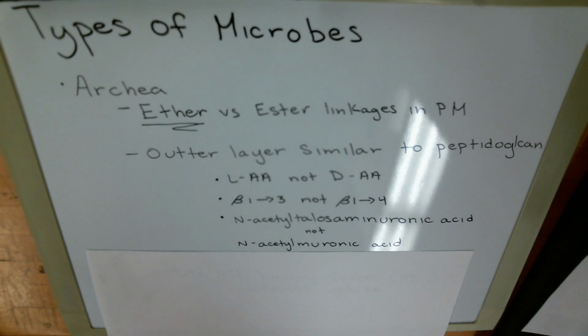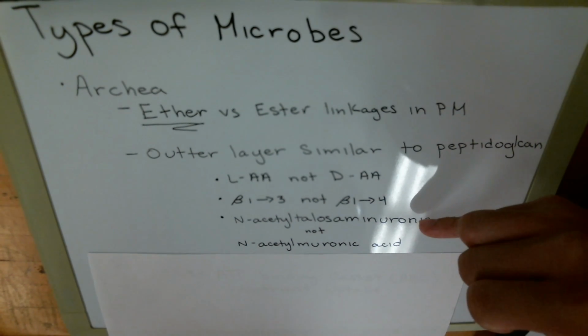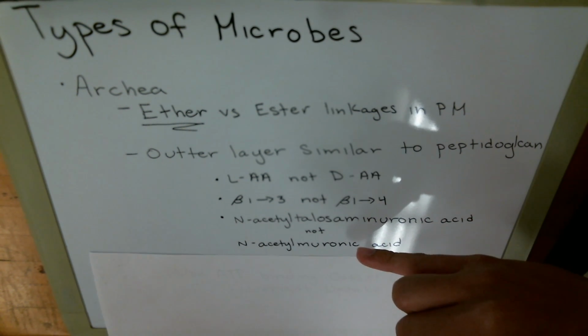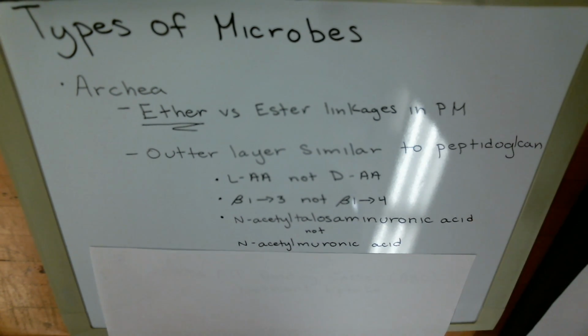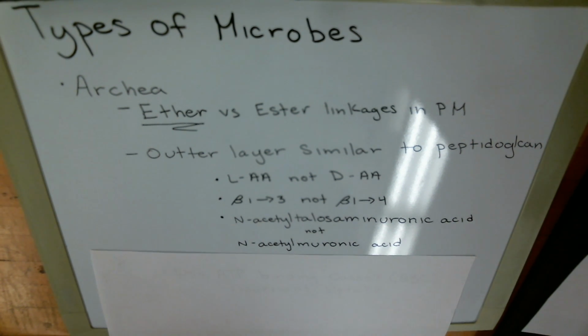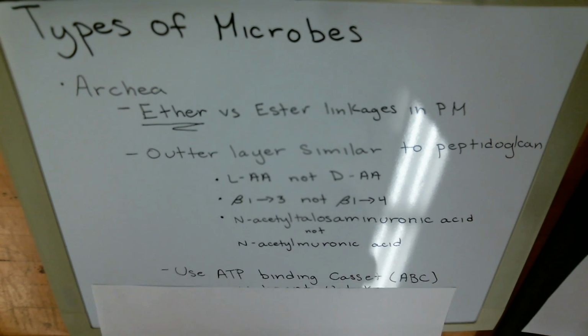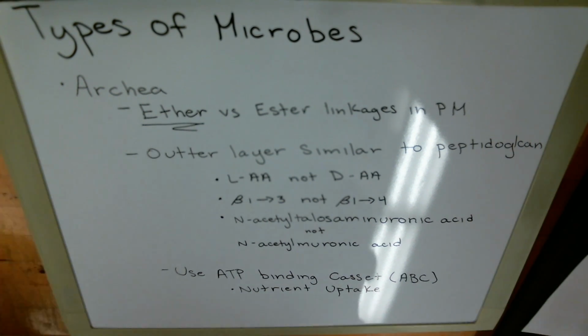I'm not even going to try to butcher the name, but as you can see, the first one over here is what's used in Archaeobacteria, and this is what's used in regular Eubacteria. And all of these things allow for the Archaeobacteria to survive in harsher environments. It allows for the plasma membrane to hold together better, like say in extreme hot, cold, or high salinity. They also have an ATP binding cassette, abbreviated ABC, and this is for their nutrient uptake.